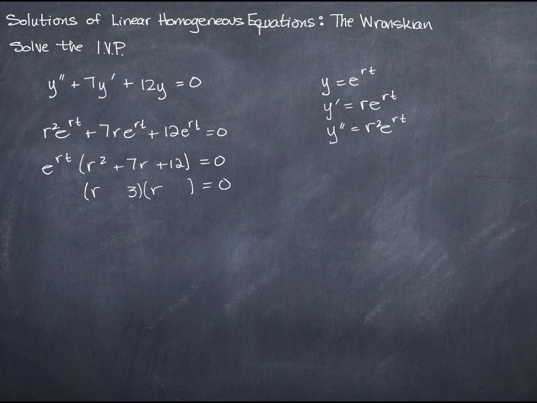We get a 3 and a 4, a plus. Okay, so r equals negative 3 or r equals negative 4. But what is r? These are not the solutions to my equation.